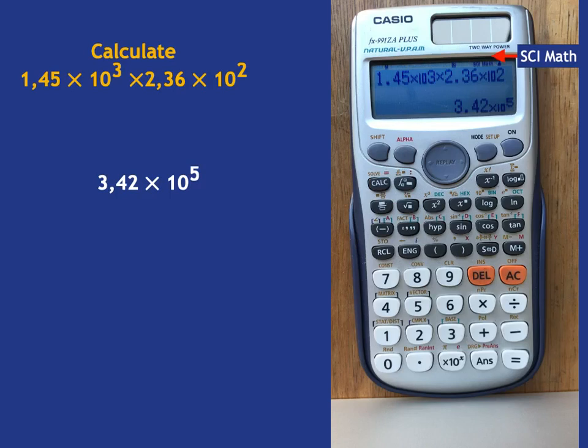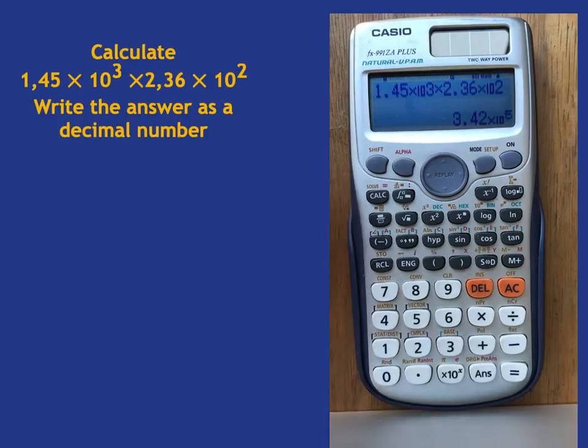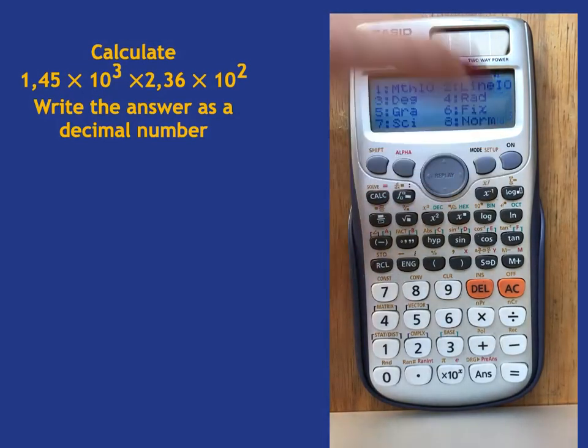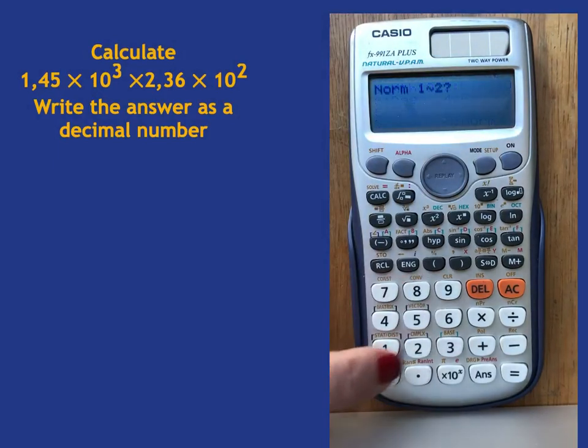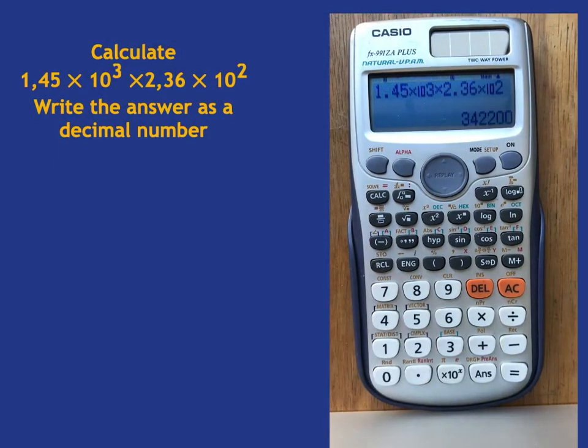Now, if I wanted to put that answer back into our regular normal number form, well, I just need to change back out of scientific notation mode, and it will immediately turn it into the right number. So how do I take my calculator out of scientific notation mode? I proceed as follows. Shift mode, but in this case, I'm going to choose 8 for normal mode and 2. And I'll get my answer straight away as 34220.